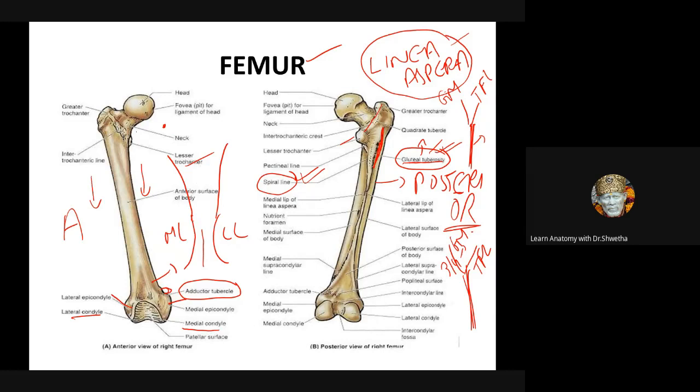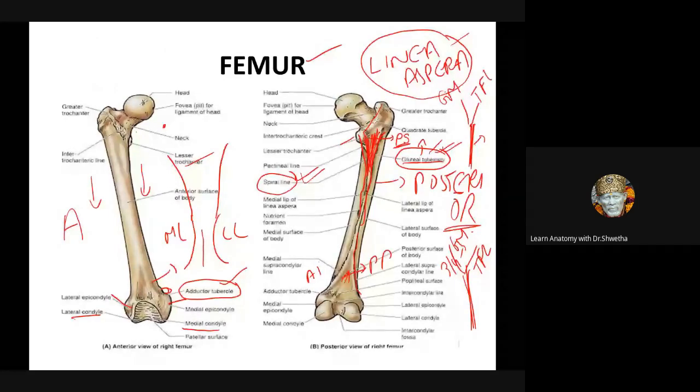We will trace it below. The medial lip continues as the medial supracondylar line up to the adductor tubercle. The lateral lip continues as the lateral supracondylar line. Okay. Now, linea aspera is attached above to the spiral line, and laterally to the gluteal tuberosity. This is called the posterior surface. What surface is this, students? This is an MCQ question. Posterior. Very good. This surface is the popliteal surface. This is the posterior surface.